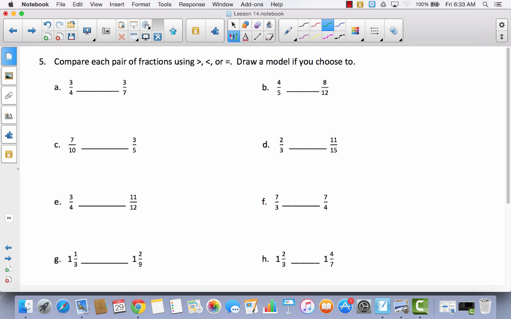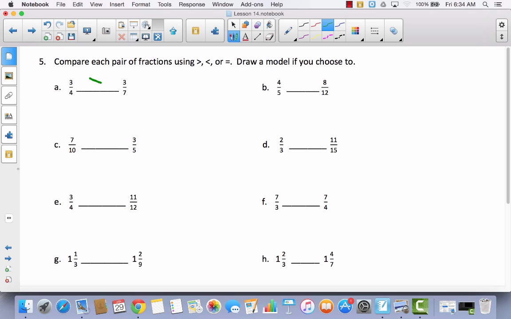So I want you to take a look at A. Now, the first thing you notice about A is that the numerator is the same in both of these. So all I have to think to myself is, are fourths greater than sevenths? This is like the apple question. Would 3 apples, or no, sorry, this is not like the apple question. If I had 1/4 and I had 1/7, which would be greater? Well, fourths are greater than sevenths. So if I have 3/4, that's going to be more than 3/7.